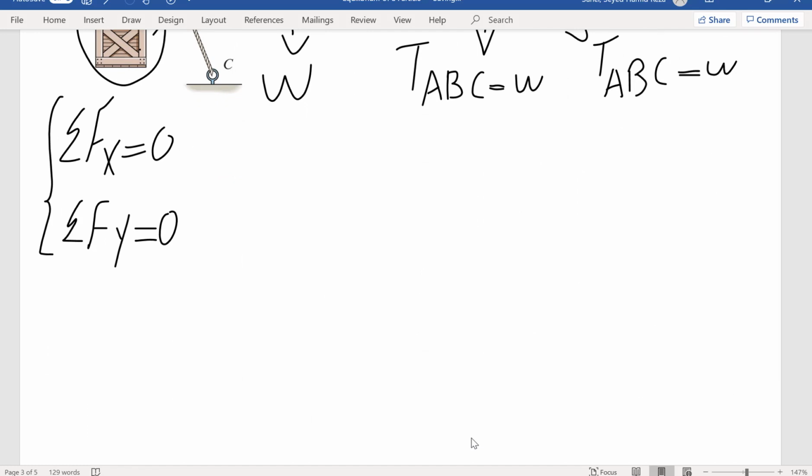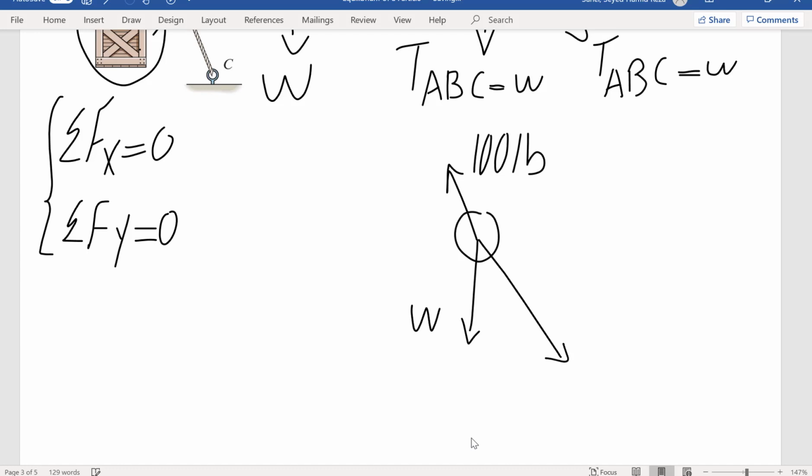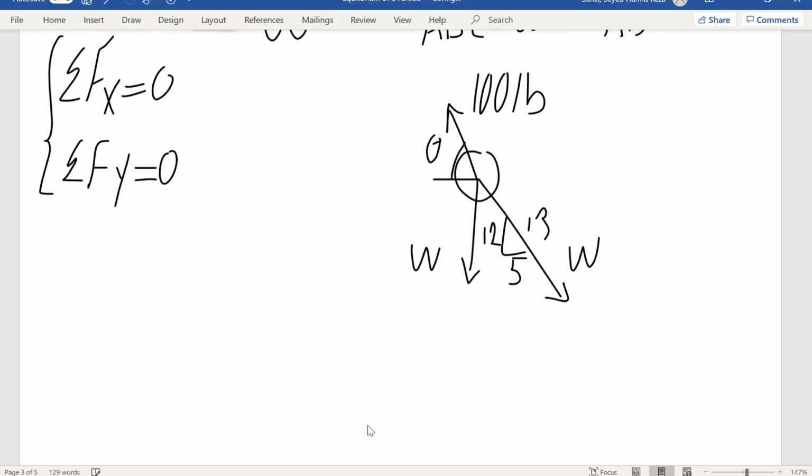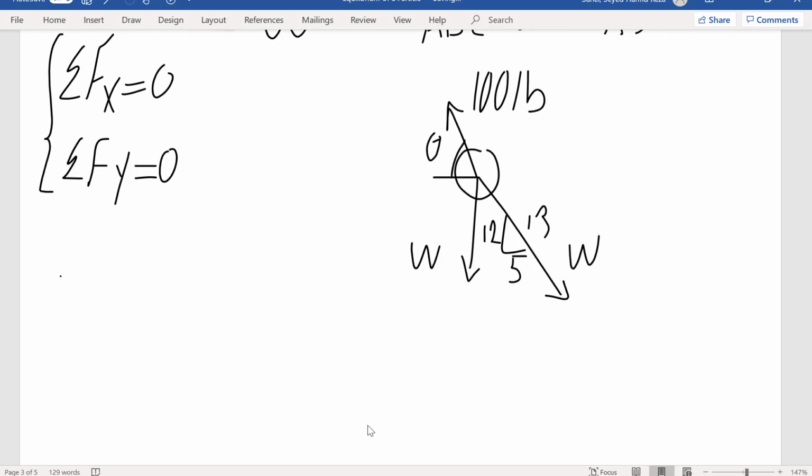So if I redraw my free body diagram here to make it cleaner, I have 100 pounds. I have W, and I have W again. And this would be the 5, 12, 13 triangle, and this angle would be theta. I'm going to use summation of forces in x and y. So let's start with summation of forces in x equals 0. What components of force do I have? This 100 pounds is going to have a component in x. It would be in the opposite direction, so that would be negative 100 cosine theta.